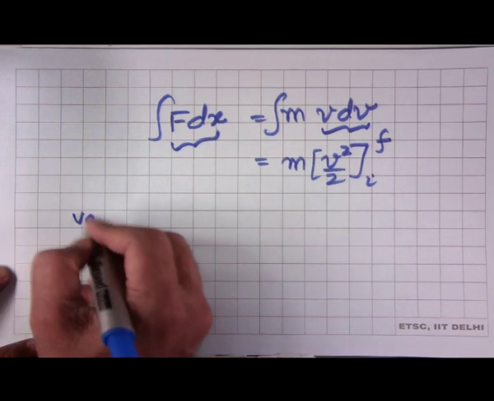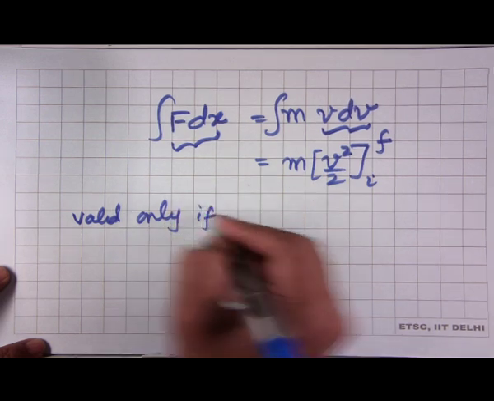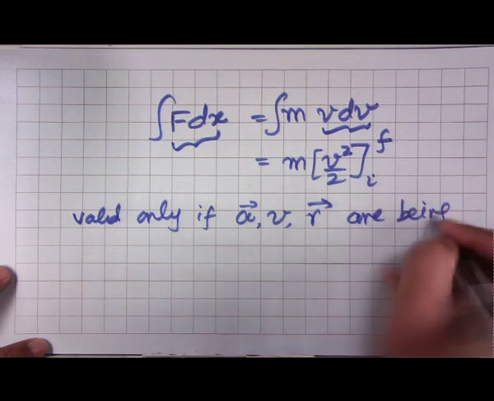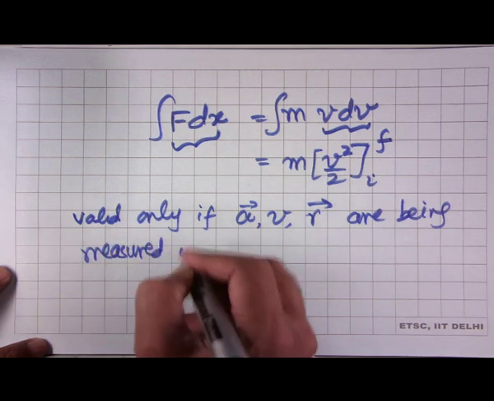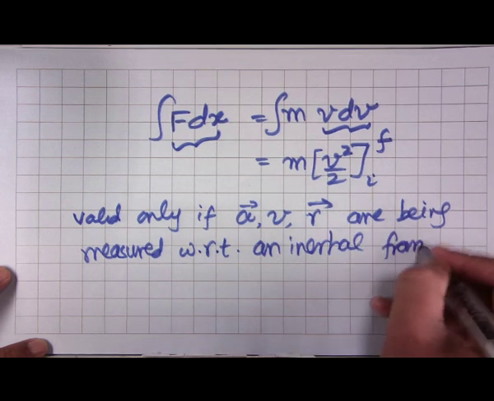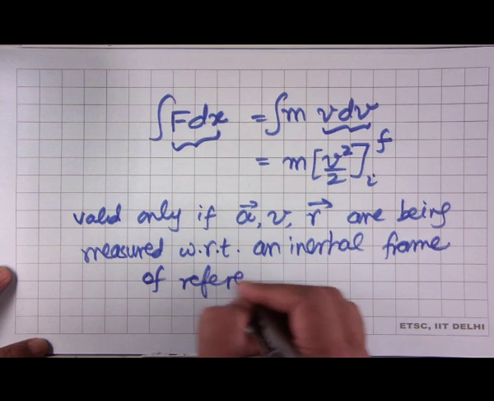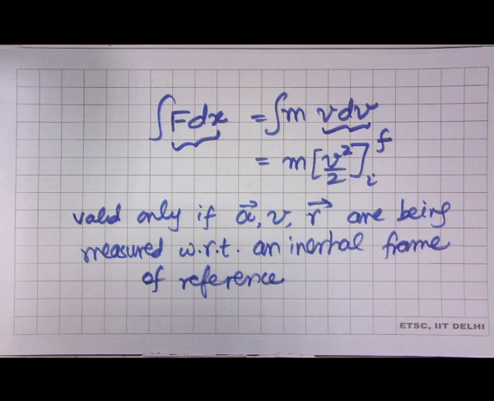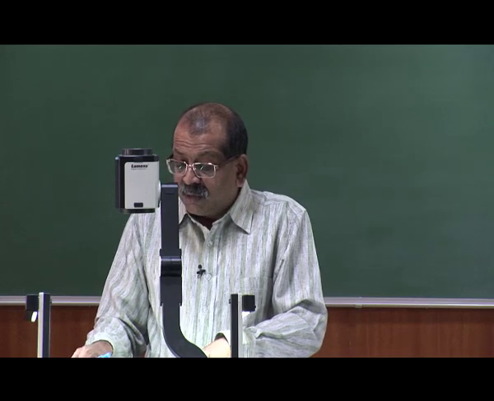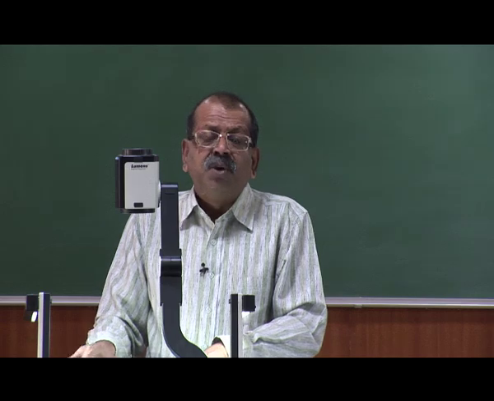Now, because we are using Newton's second law, this is valid only if acceleration, velocity, displacements are being measured with respect to an inertial frame of reference. So, for the work energy theorem to be valid, the kinetic energy has to be measured with respect to an inertial frame, and the displacement and the work done which you calculate also have to be measured with respect to the same inertial frame of reference. Otherwise, the theorem will not be valid, because F is equal to ma is valid only in an inertial frame of reference.